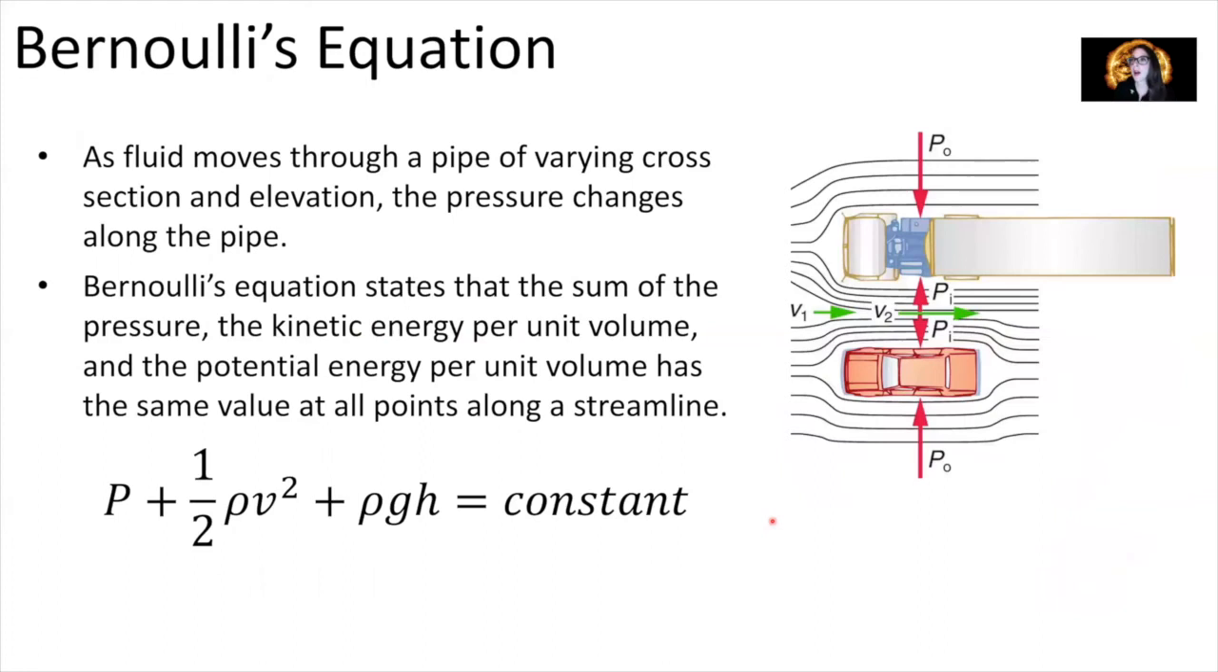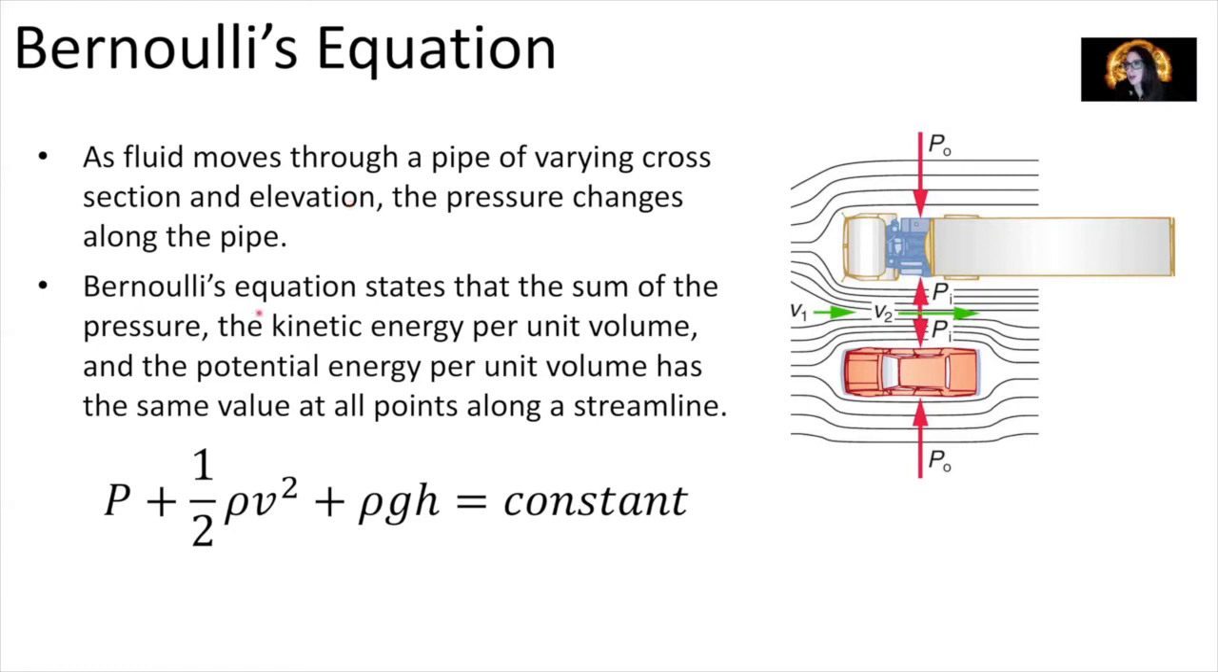So I also want to talk about another really important equation in fluid dynamics, and that's called Bernoulli's equation. As the fluid moves through a pipe of varying cross-section and elevation, the pressure changes along the pipe. The pressure changes when you change height along the pipe. Maybe the pipe starts up here and it goes down. The pressure changes. But the pressure also changes whenever you change the cross-sectional area of your pipe. So maybe you have a big area over here and a smaller area over here. All of those things change the pressure inside the pipe as well.